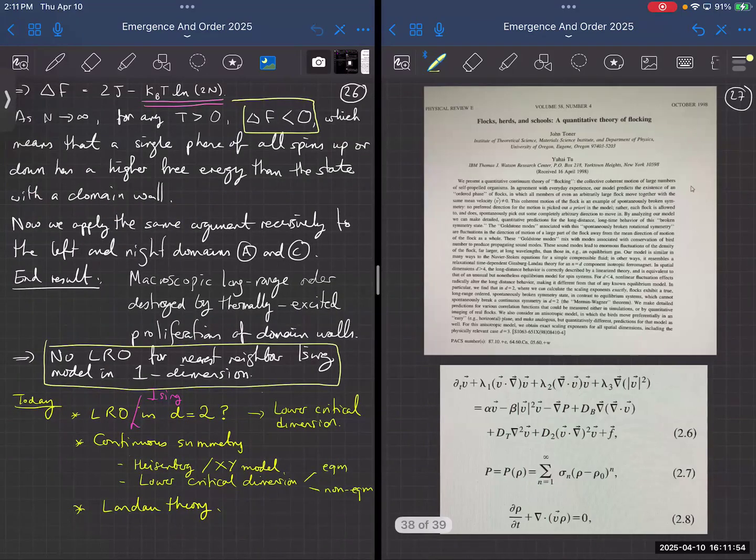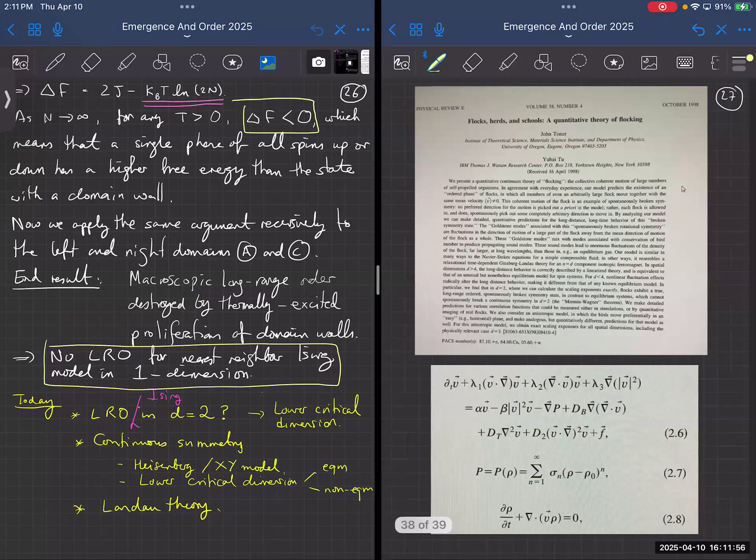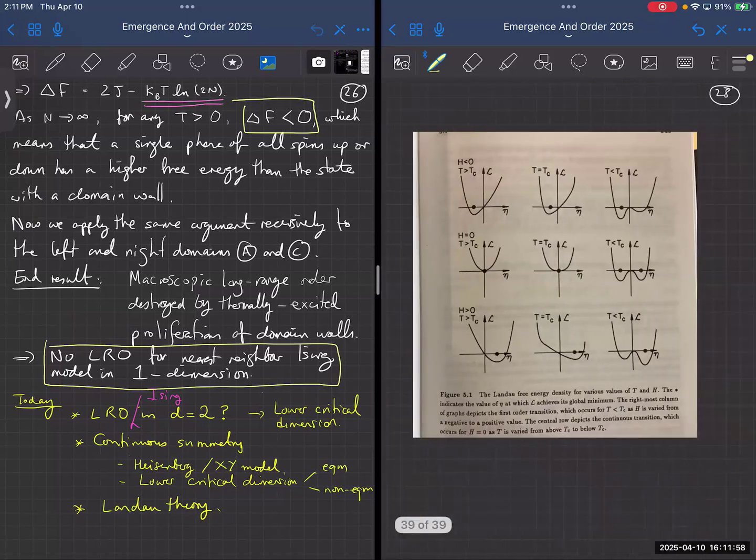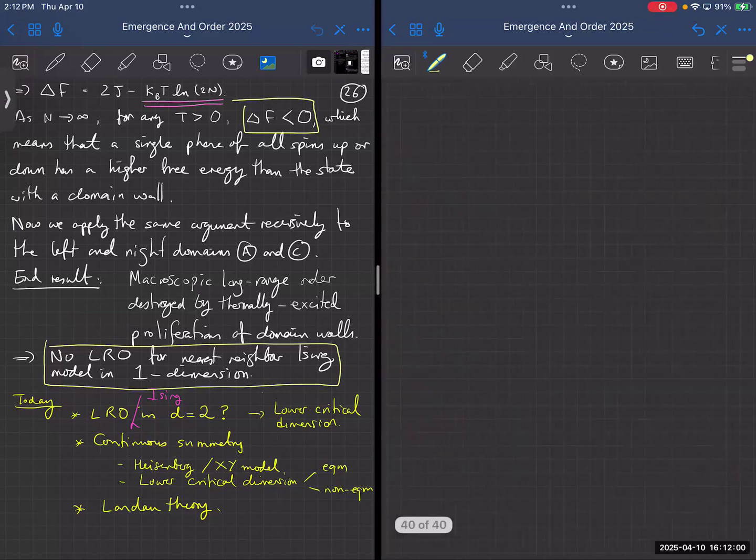So let's move on from that. I'm going to keep these pages here for future reference. So I'm going to skip ahead. This is page 28. I'm going to call this page 29.